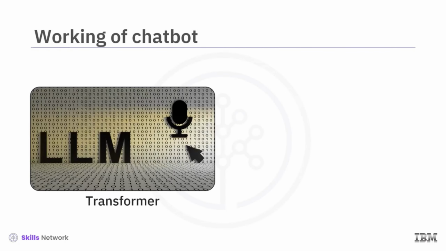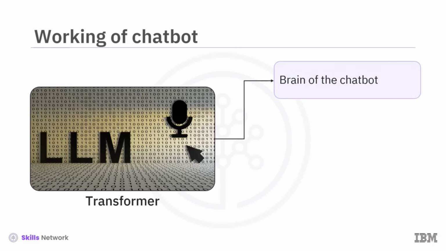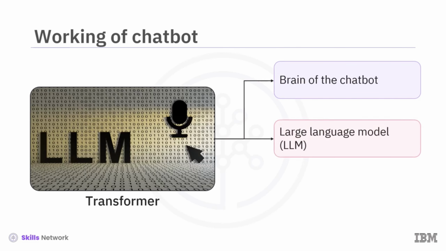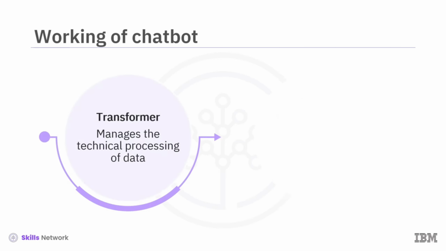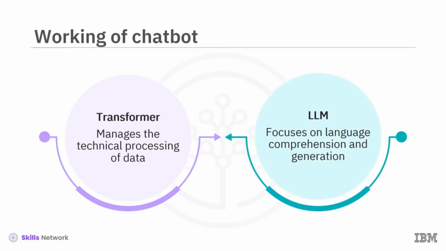A special program called a transformer acts as the brain of the chatbot. The transformer comprises a large language model, or LLM, that helps the chatbot understand the input question and generate the human-like response as the output. The LLM program goes through the data it has collected and creates a response based on machine learning. The transformer manages the technical processing of input and output data, and the LLM focuses on language comprehension and generation.